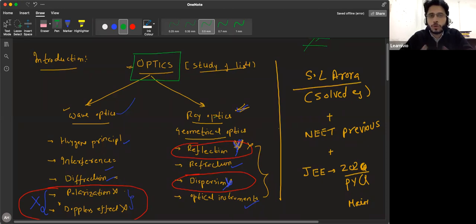Just like the ray of geometry, the ray of optics will travel in a straight line. Two parallel rays will meet at infinity. If you have a transversal, then you can compare the alternate angles and the corresponding angles. So here in ray optics, light is a geometrical object.